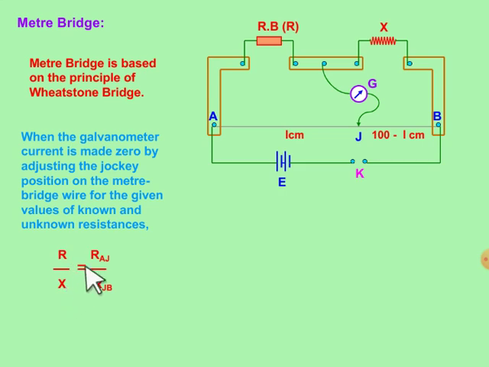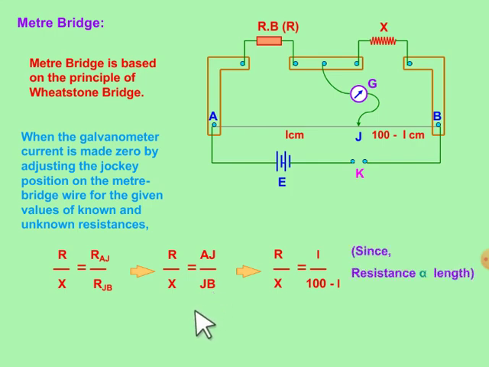So R by X will be equal to the resistance of AJ, that is RAJ, the resistance through this part, divided by the resistance through JB, that is RJB. After cancelling K, the length AJ is L and JB is 100 minus L. Got it? Therefore your X can be expressed as R times (100 minus L) divided by L. So by knowing R, the known resistance from the resistance box, and the balancing length, the unknown resistance can be found out.